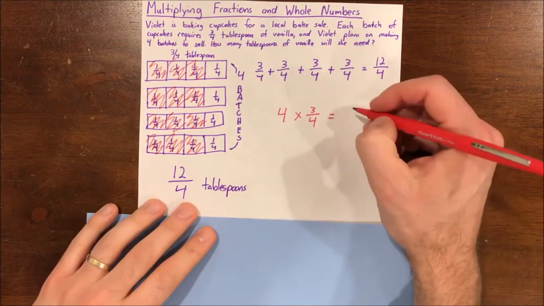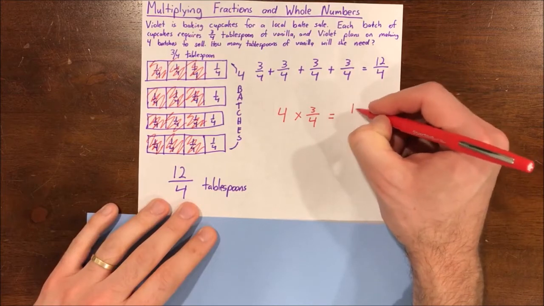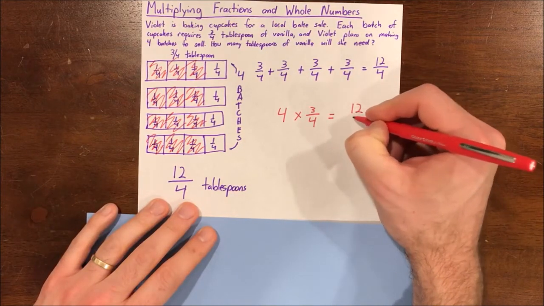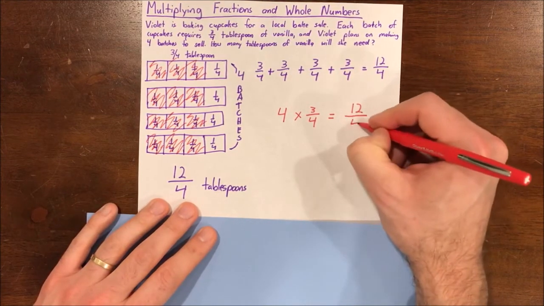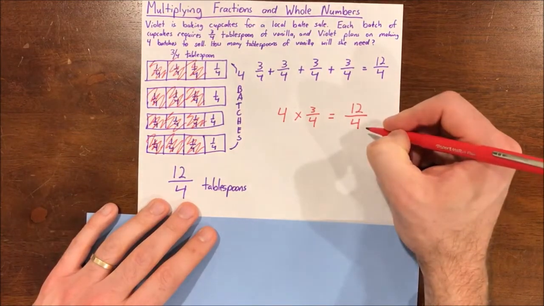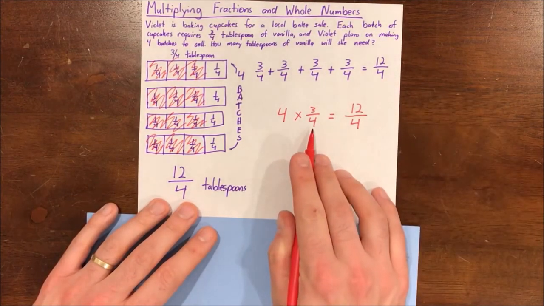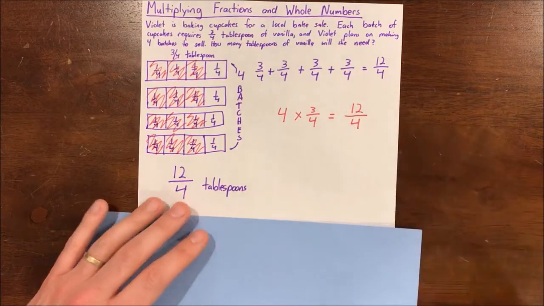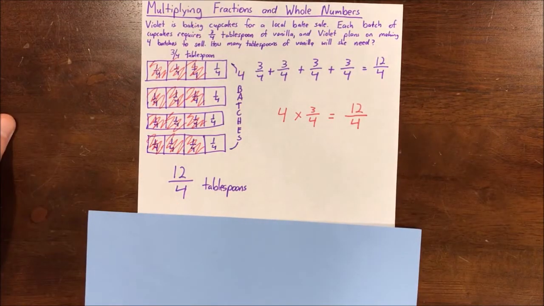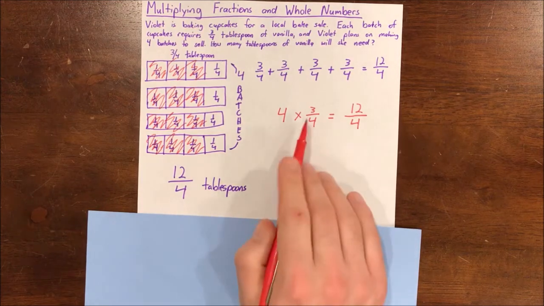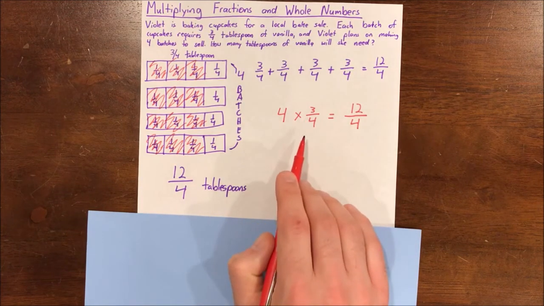Yeah, we could take 4 times 3, and that would give us 12. And then we could write that over 4, because we're still working with fourths, right? We end up with 12/4. Why does that work? Say it out loud. Why are we only multiplying the numerator and not the denominator?